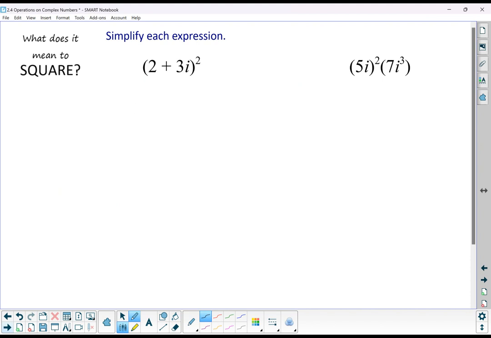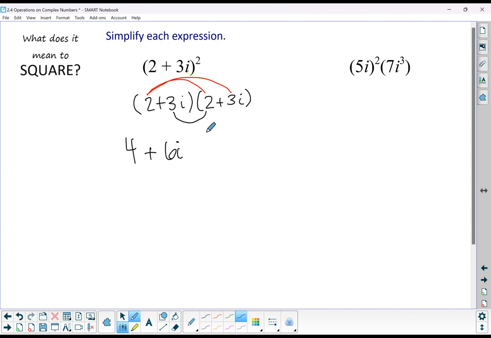Okay, what does it mean to square? Well, remember, squaring just means to take something and multiply it by itself. So we want to square 2 plus 3i, so that means we need to multiply 2 plus 3i by itself. We get 4. We get a positive 6i. Now we switch to distributing the 3i, so we get another positive 6i. And then we have a positive 9i squared.